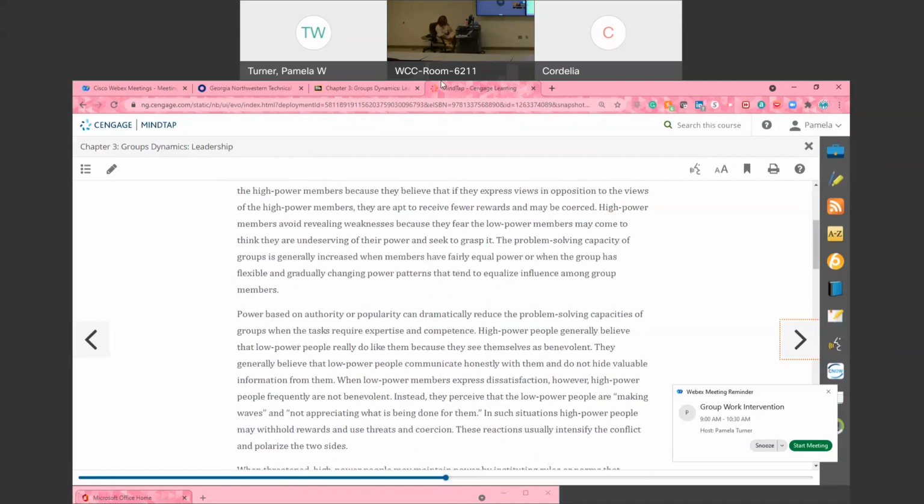Power based on authority or popularity can dramatically reduce the problem-solving capacity of the group. When the task requires expertise and competence, high-power people generally believe the low-power people really do like them because they see them as an expert or benevolent. They generally believe the low-power people communicate honestly with them and don't hide any valuable information. So the people with perceived high power are trying to run the group, the classroom, the island, the jury room, wherever your group setting is. The high-powered people really believe, I'm so great. All of those people like me. They just listen to me because I'm the expert and I'm amazing.